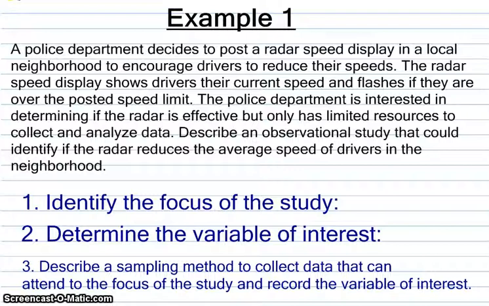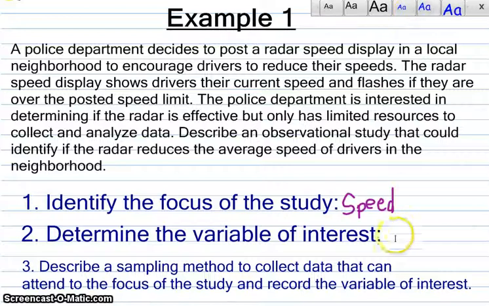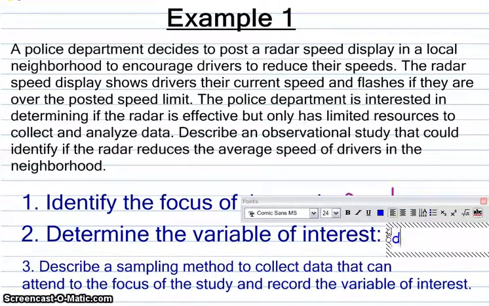All right, so first off, it wants us to identify the focus of the study. So they want us to identify the thing they're trying to look at the most, which is pretty much going to be the speed of the drivers. Now they want us to determine the variable of interest. So what is it about their speed? If you think about it, they're trying to make them decrease their speed. So their interest is decreasing speed.